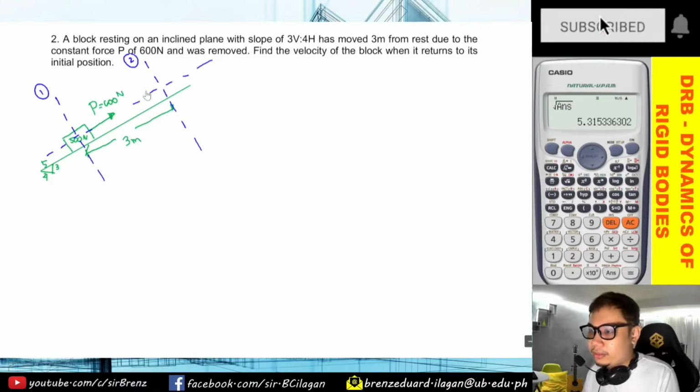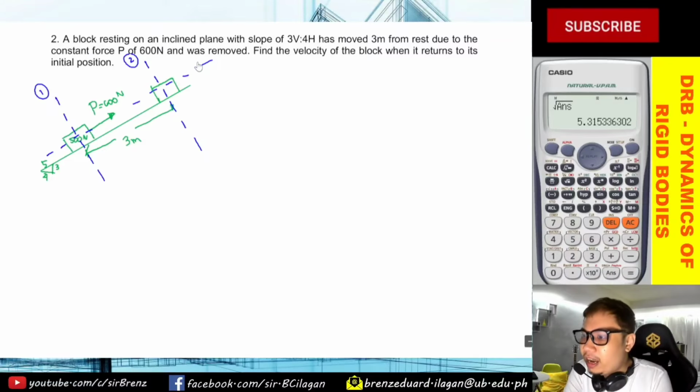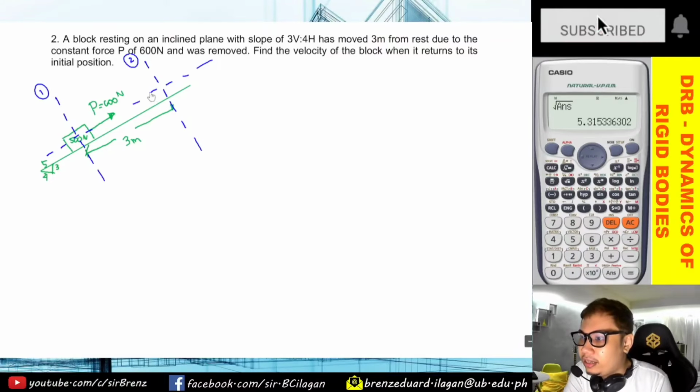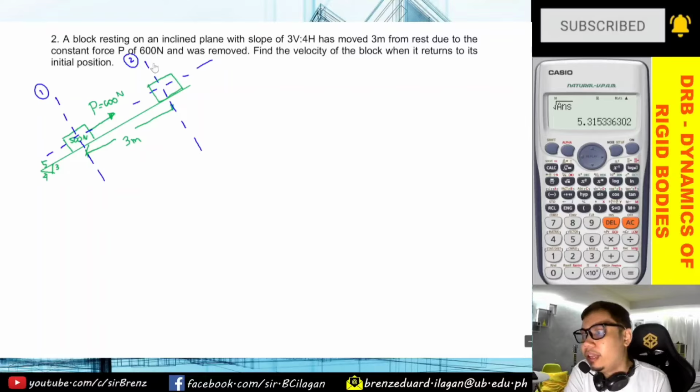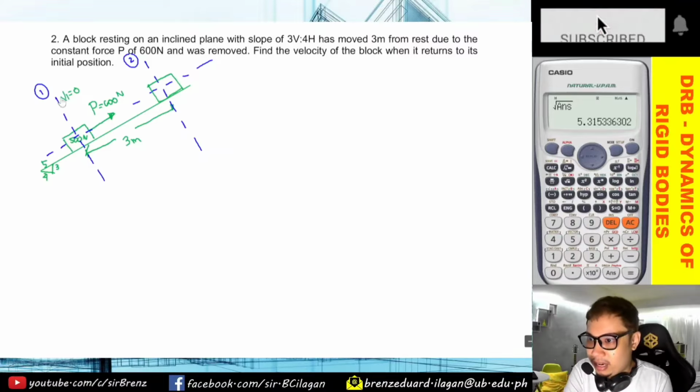So, magta-travel pa to. So, ito yung block mo. Ayan. So, parang kapareho lang to nung previous problem natin kanina. Ang nangyari nga lang, naka-incline siya. So, tinanggal yung 600 Newton and then eto, meron ulit siyang velocity 0. So, a block resting, kaya 0 siya. Yung B sub 2 natin, kagaya kanina, unknown siya.